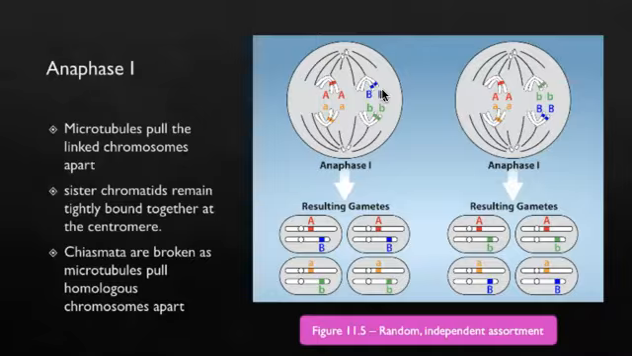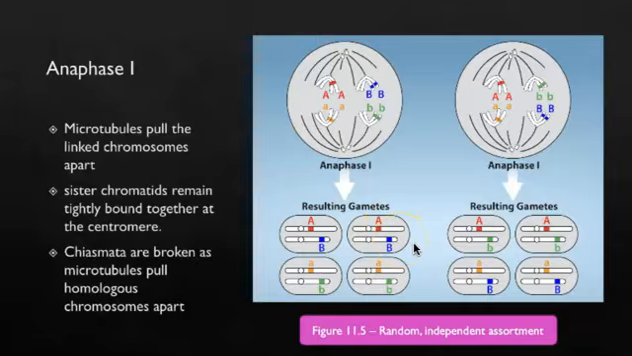If you look at this diagram, we can see that this separation leads to different possible outcomes in our gametes, because our homologous chromosomes carry different versions of the genes.